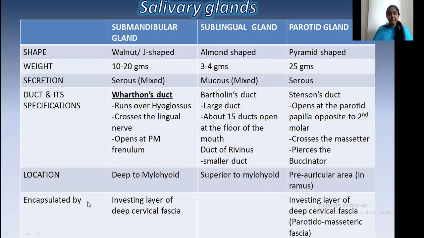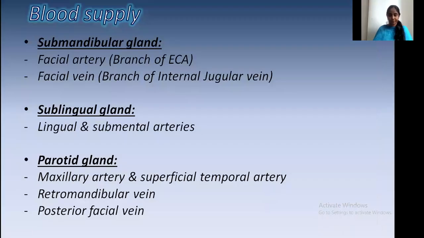And the submandibular gland is encapsulated by the investing layer of deep cervical fascia. Same thing, the parotid gland is also encapsulated by the investing layer of deep cervical fascia. In that region, it is called the parotidomasseteric fascia. Important one word. The submandibular and the parotid glands are enclosed by the investing layer of deep cervical fascia.